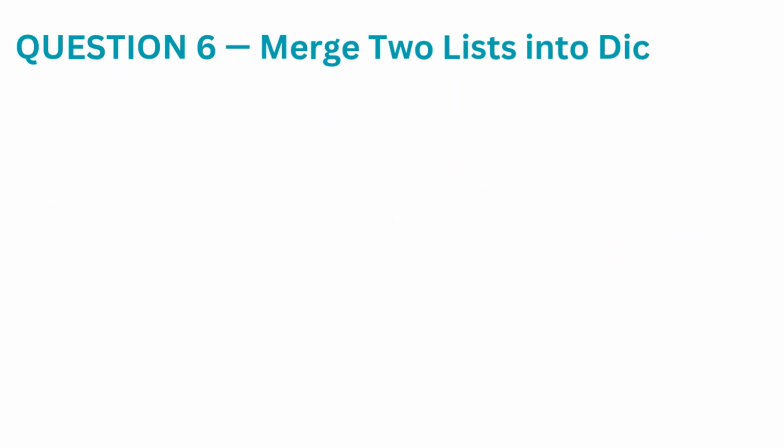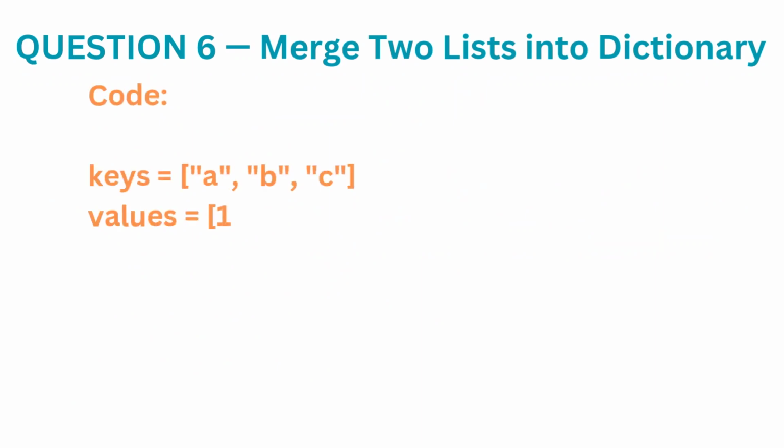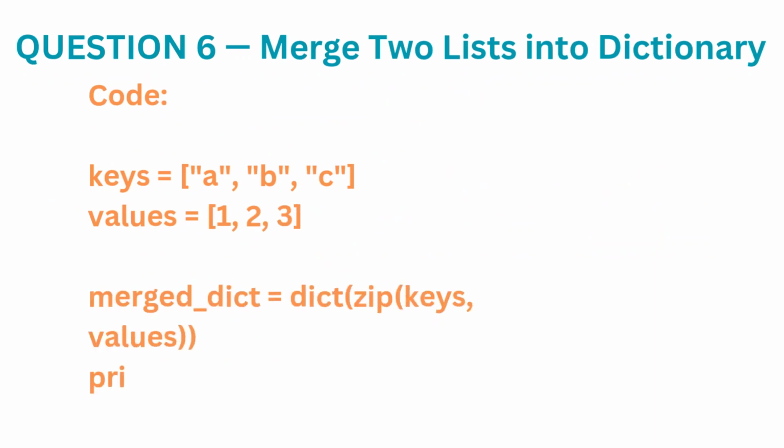And the next question is merge two lists into a dictionary. For merging two lists into a dictionary, we use the zip function that pairs elements from two lists and the dict function that converts it into a dictionary. So here keys and values are given. Merged will be dict of zip of keys and values, that should print the merged dictionary. This is useful in mapping data dynamically.